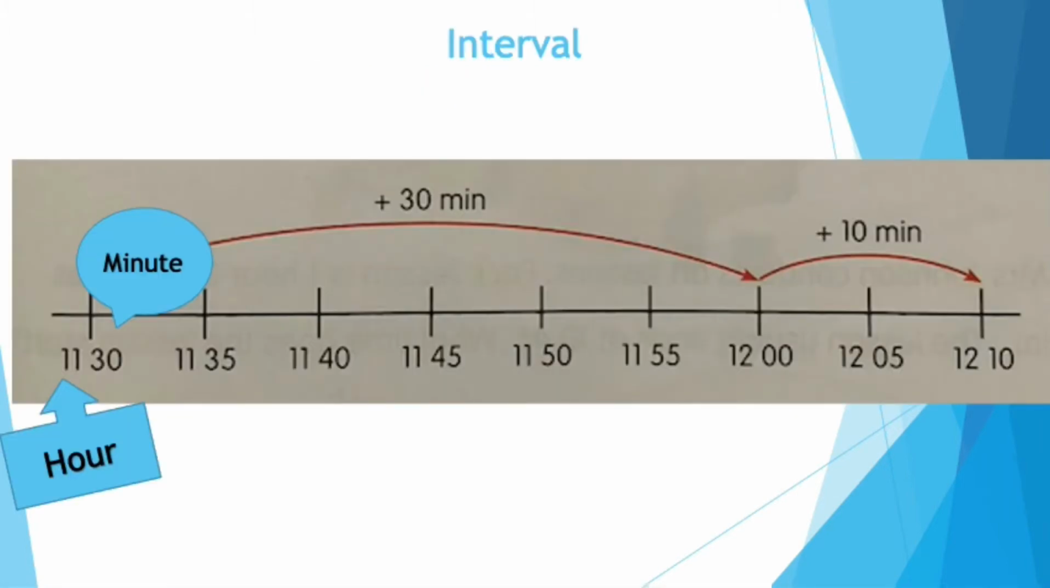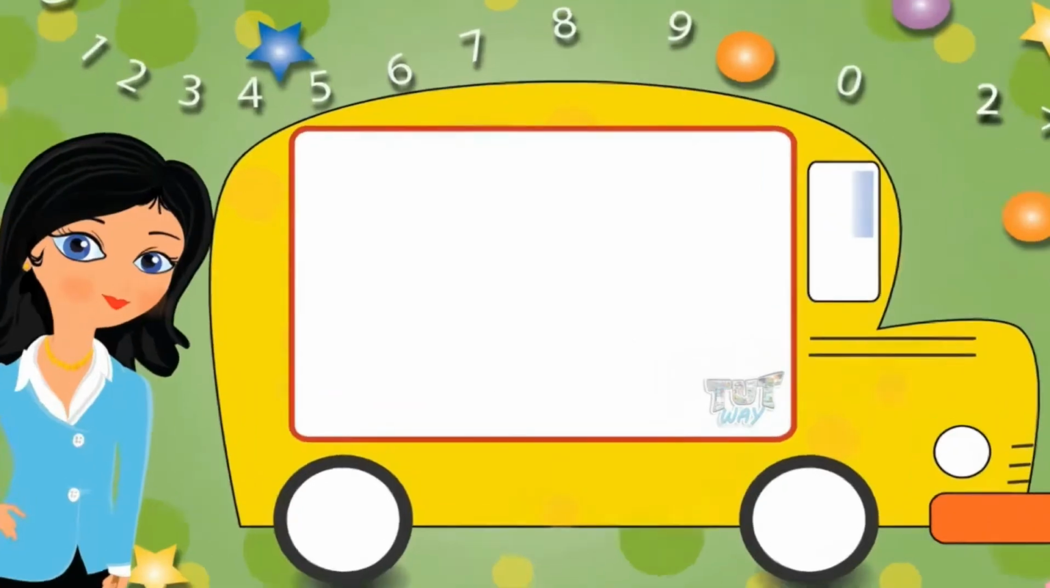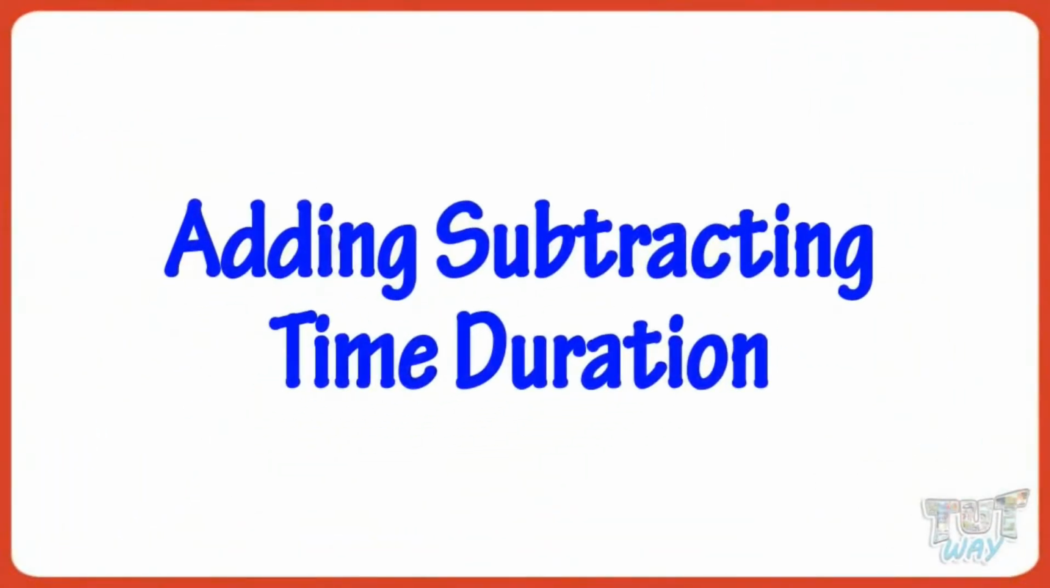Okay, my students, look at your picture. This is the picture of interval, hours, and minutes. You can make an interval like this picture. For 11:30, the hour is 11 and 30 is minutes. We will be learning adding and subtracting time duration.